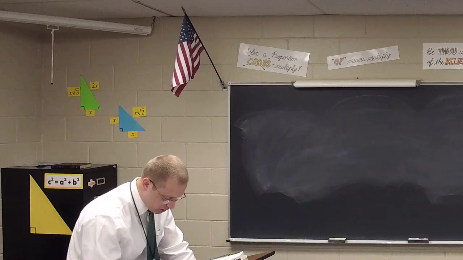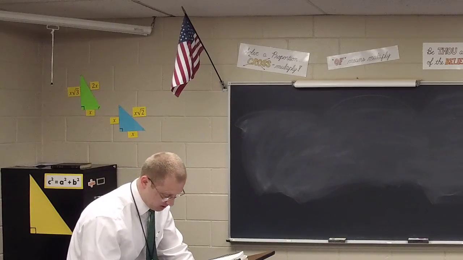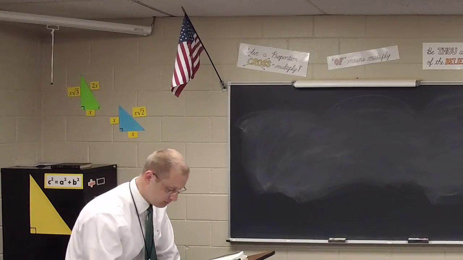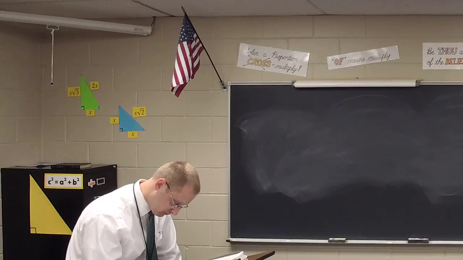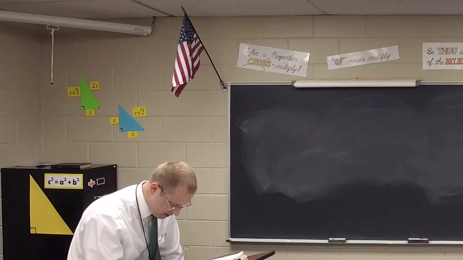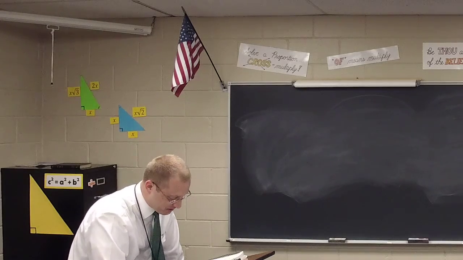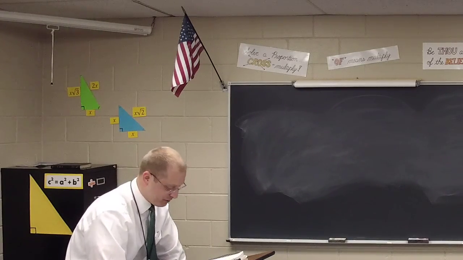Number 20, coterminal with negative 45 degrees, Ethan. 315 degrees, 675 degrees, and negative 405 degrees. Yeah, those numbers look awfully familiar, don't they? 315 degrees, 675 degrees, and negative 405 degrees.